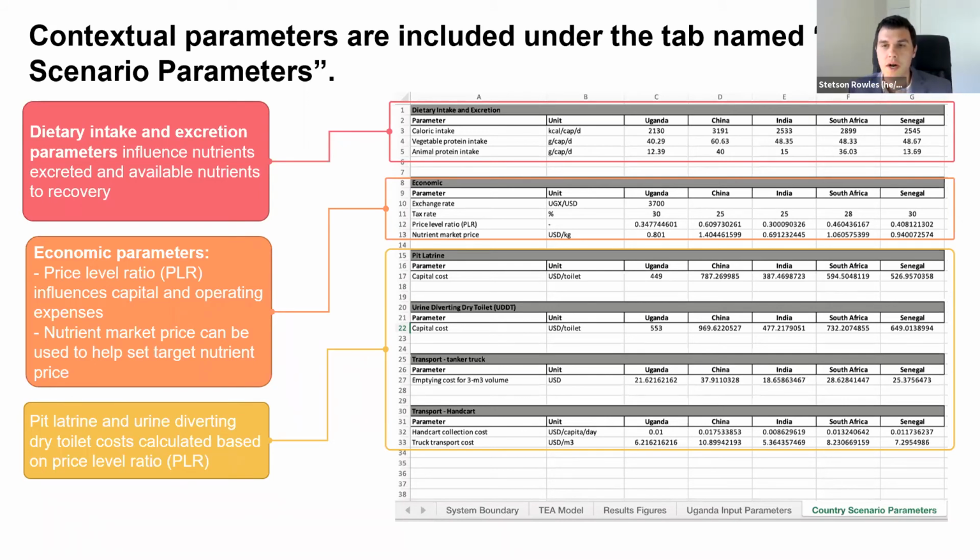So we used Uganda as the base example here, our baseline. We then use the price level ratio for Uganda and then each of the countries to change those capital costs and operating costs for the pit latrines and urine diverting dry toilets. And then these values are all put into the TEA model for each country. Next, please.